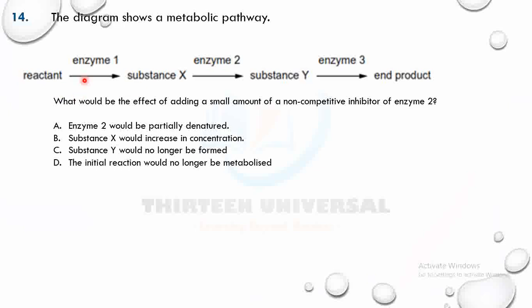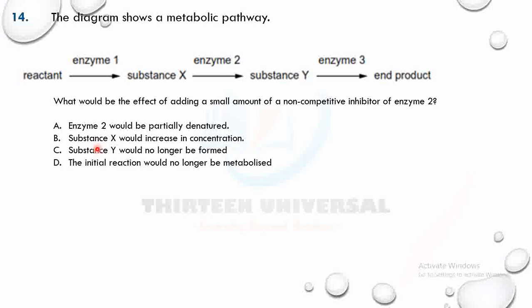And remember that enzyme 1 is working. Enzyme 1 is converting reactant to substance X, and then less of this is converted to substance Y because only a few enzymes are working on it, and this is increasing. That means the amount of substance X will go high. So if you check A, enzyme 2 will be partially denatured. Well, not really, because some of them are working. B says substance X would increase in concentration. Yes, it will increase in concentration.